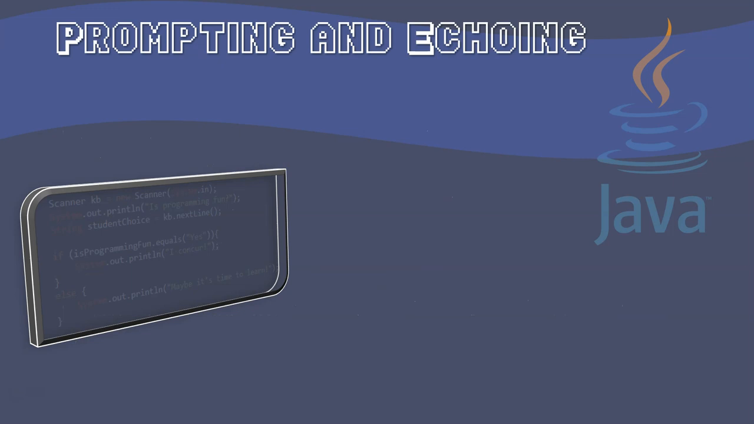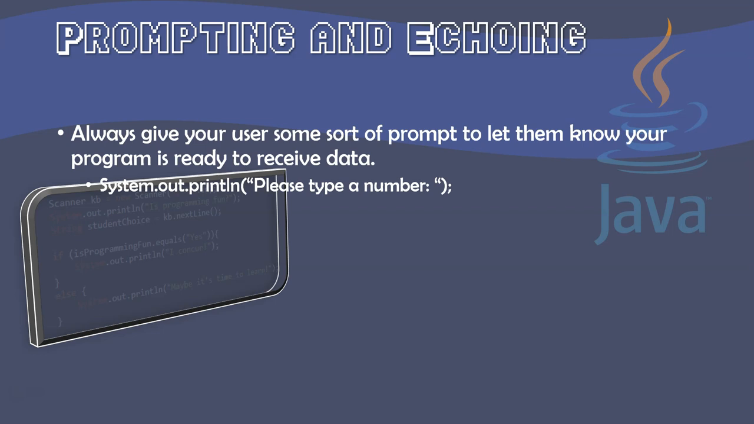Now, one of the last concepts we want to talk about is this idea of prompting and echoing user input. No matter how advanced we get in our input, one thing we want to do is have a prompt for our users to let them know that a program is ready to receive data. For example, System.out.println("Please type a number"). It's not anything too complex, it's just giving a little bit of direction. This is really helpful because if we start up a program and it's just sitting there waiting for input, but we don't know what type of input to expect, then having a prompt is a great way to tell the user, hey, I'm waiting to receive a specific type of data.